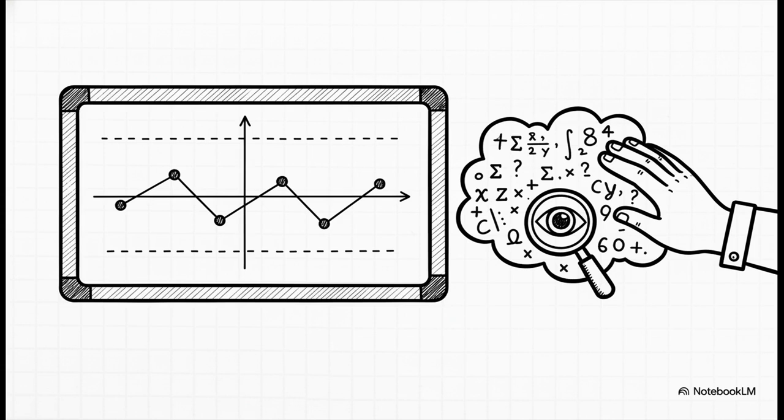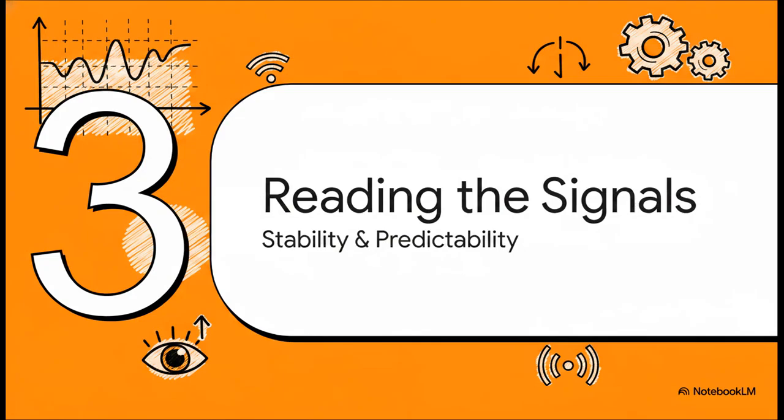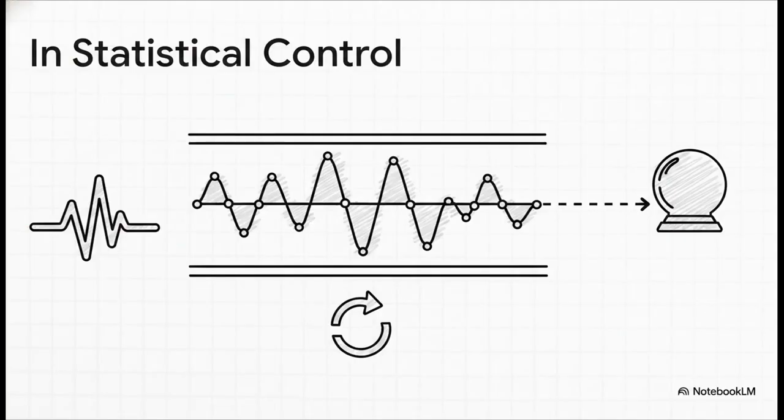For right now, let's just focus on how to read and interpret the chart once you have it. Okay, so we've got our chart, we've got our limits. Now for the fun part, reading the signals. What is this thing actually telling us? How do we use it to understand if our process is stable and predictable? Well, here's the ideal scenario.